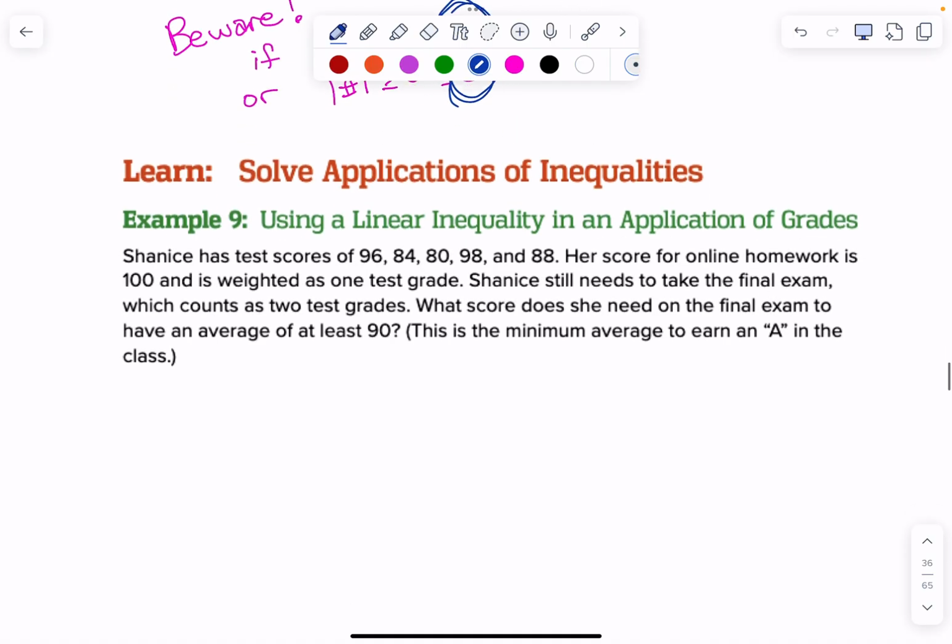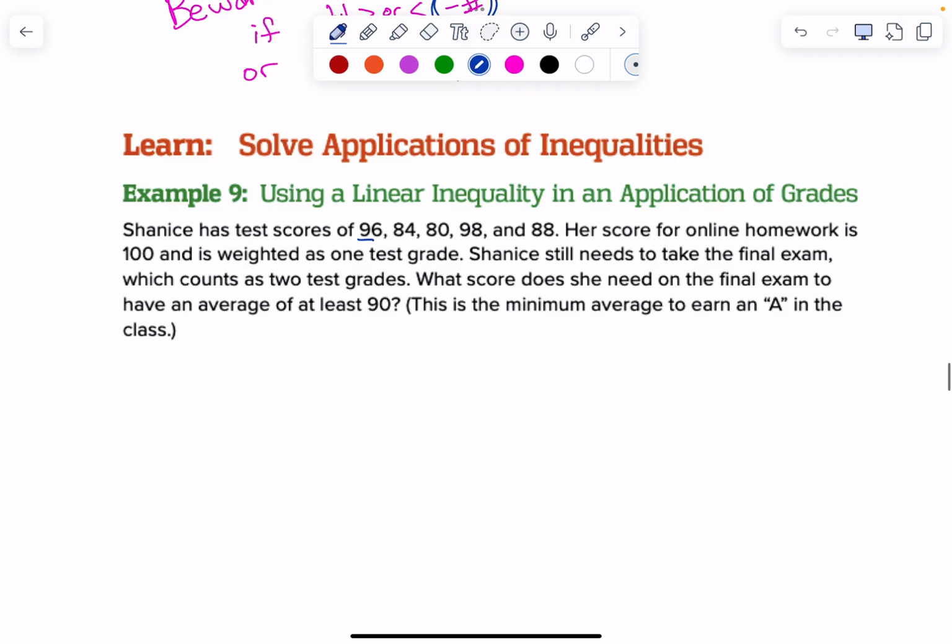Number 9. I like this one. Shanice has test scores that are 96, 84, 80, 98, and 88. That's 5 test scores. Her score for online homework is a 100. So homework equals 100 and is weighted as 1 test grade. All of our homework together averages out to 100, and that gets lumped in as 1 test grade. So now how many test grades do I have?